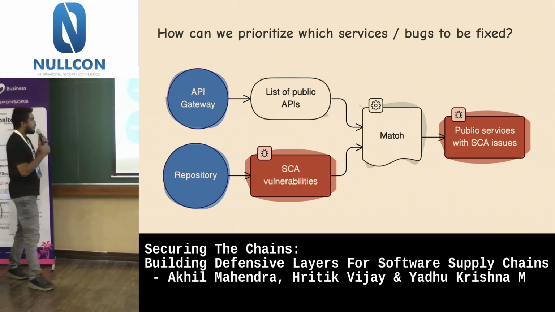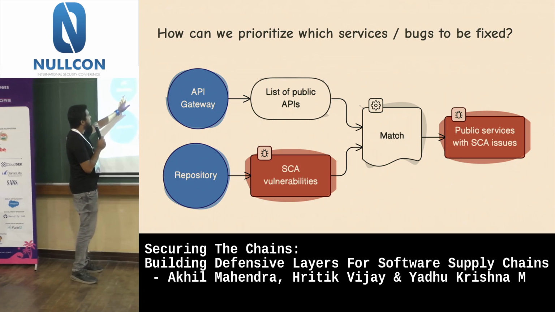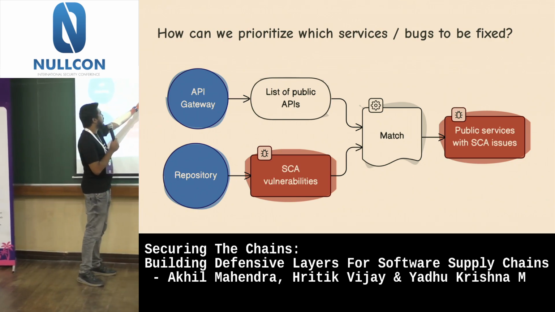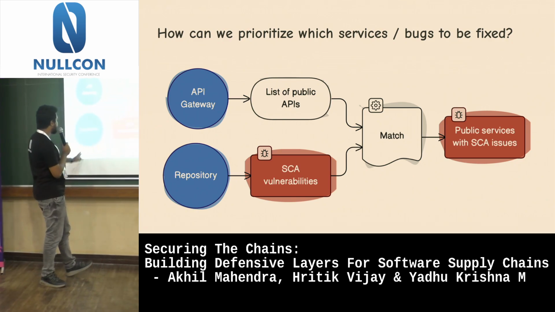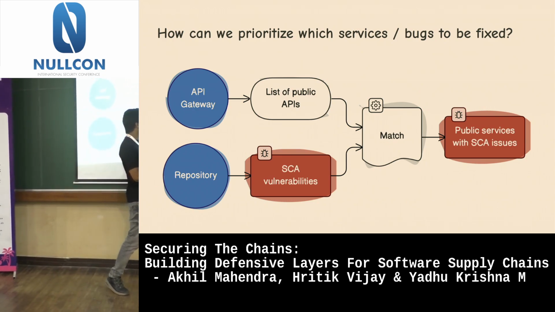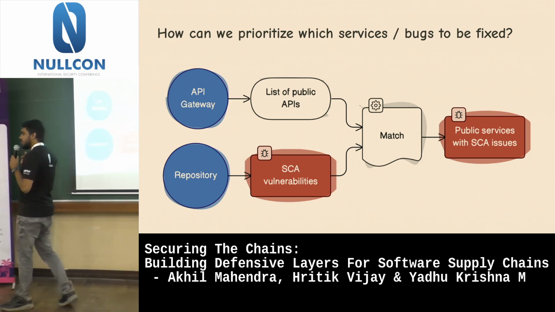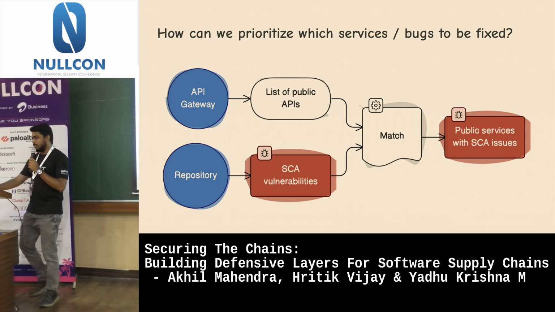Yeah. So how did we implement that? We have the API gateway and we extract the list of public APIs. And from the repository we get the SCA vulnerabilities. We do a match and we identify the public services. And the SCA issues arising from the public services will need to be fixed first.